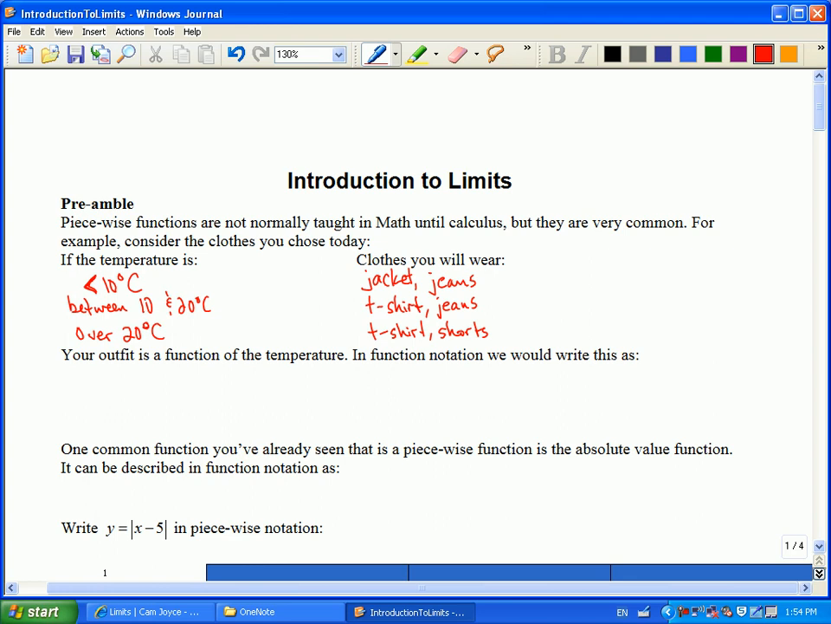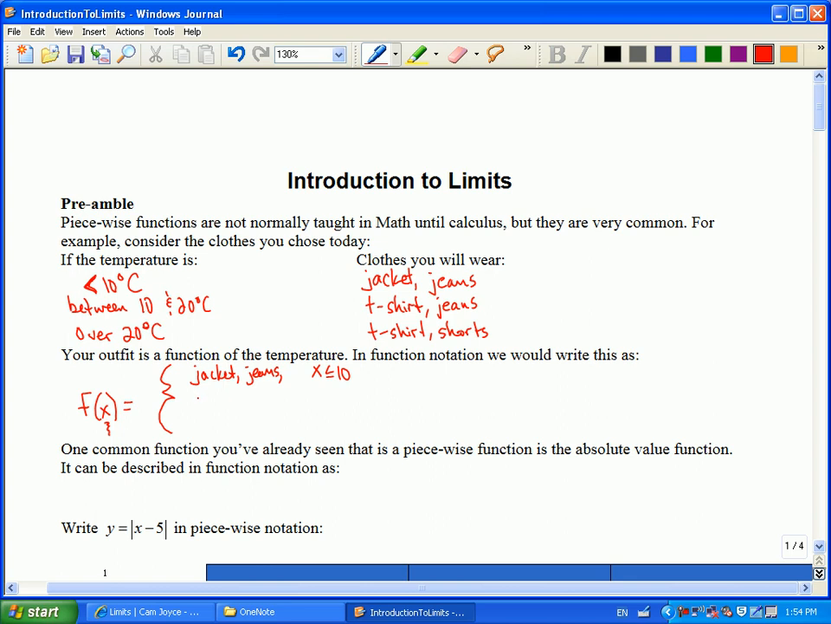So as a function, here's how it looks if we write it. This function on clothing, I use a big brace like this to say I have a whole bunch of pieces, and they all belong to the same function. The first piece is jacket and jeans, and then I say when it's going to happen. So if it's a function for the temperature, which in our case is x, I would say when x is less than or equal to 10.